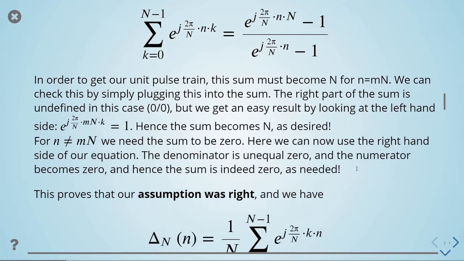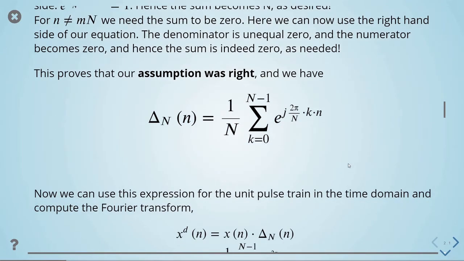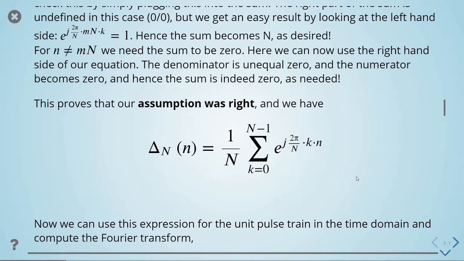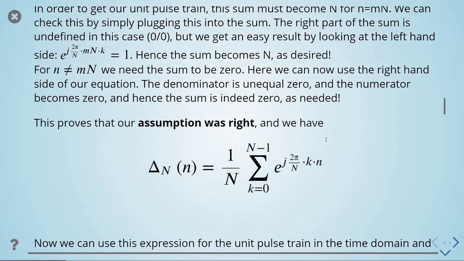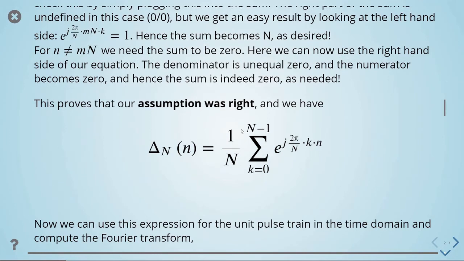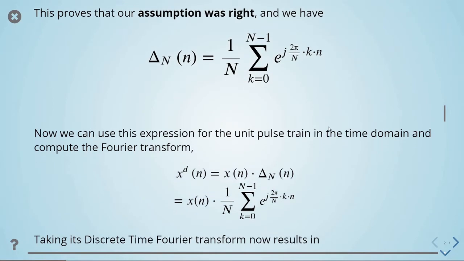So this proves that our assumption was right, and the sequence of pulses is given by this equation here. Now we can use this expression for the unit pulse train in the time domain, and then we can compute the Fourier transform.